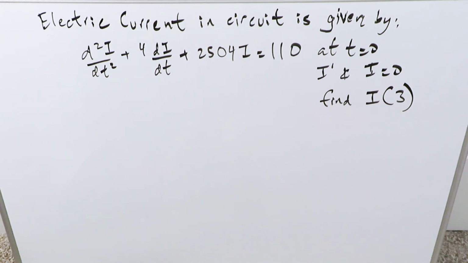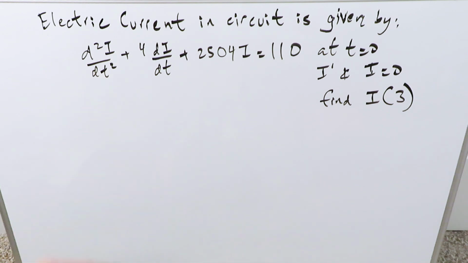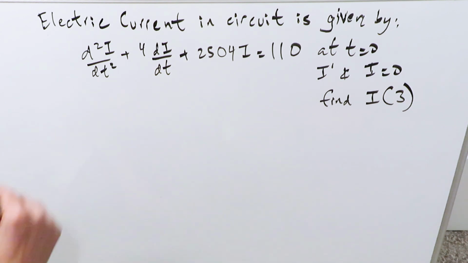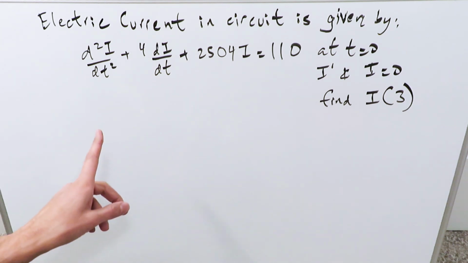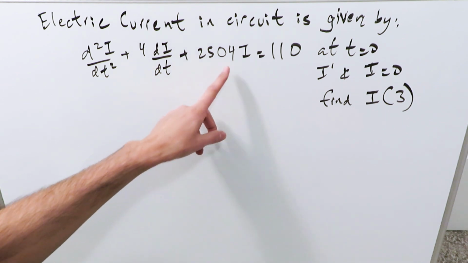Thank you for joining me for this video where we are looking at a second order differential equation application involving current in a circuit. The electric current in a circuit is given by this second order differential equation that you see. You have a second order derivative with respect to current, and your first order and your zero order.